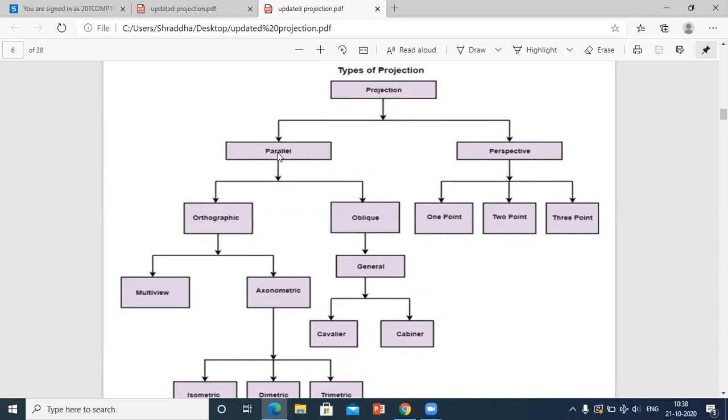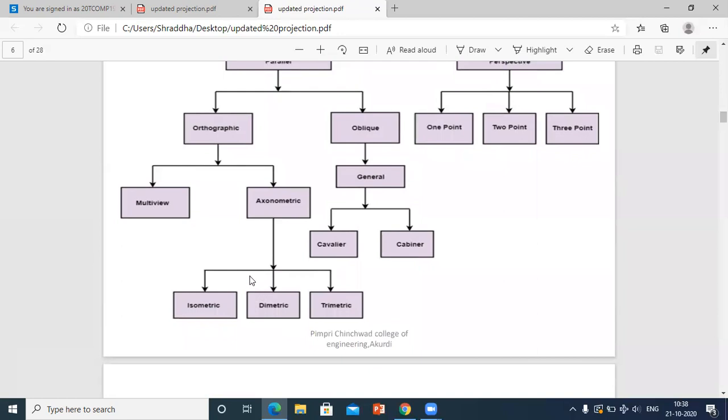Now under the parallel projection, on the left side, there are two techniques. Which are those two techniques? Orthographic technique and oblique technique. The orthographic technique is further divided into multi-view and axonometric. And in axonometric, we have isometric, dimetric and trimetric.